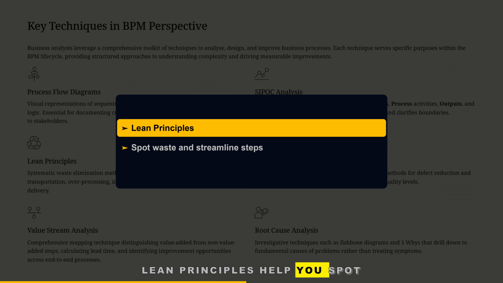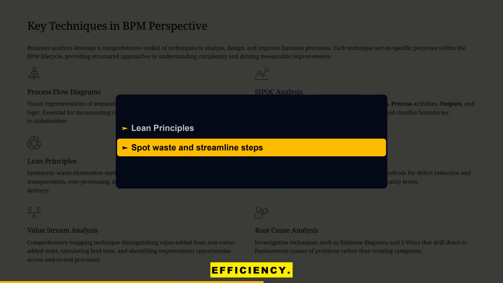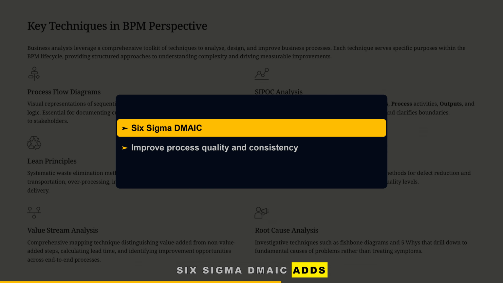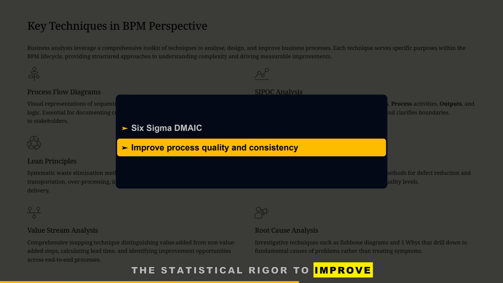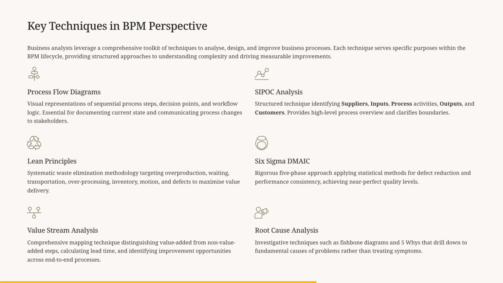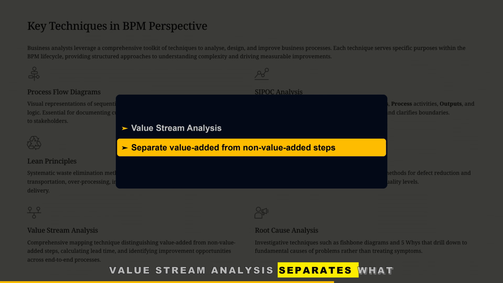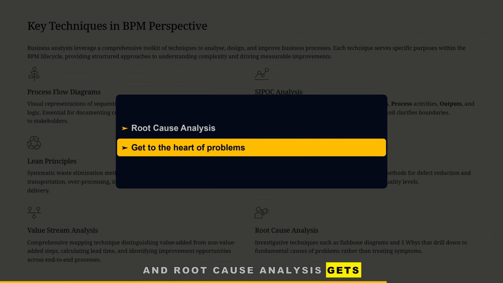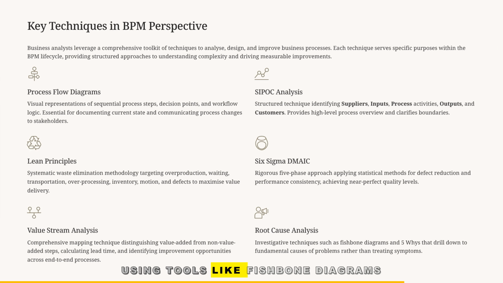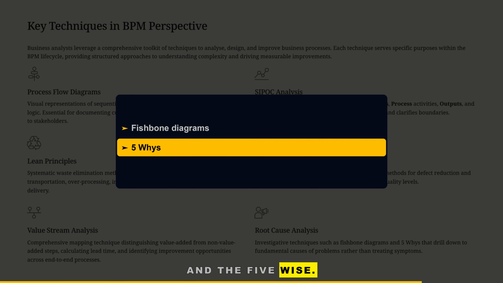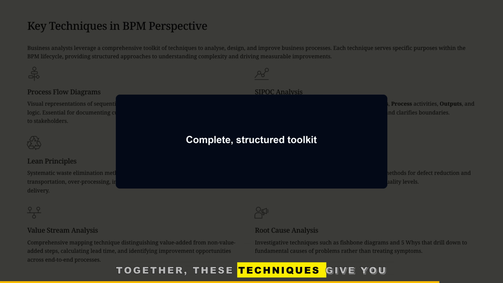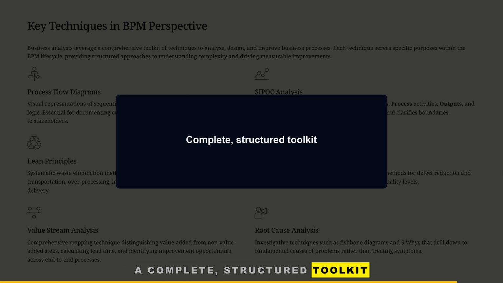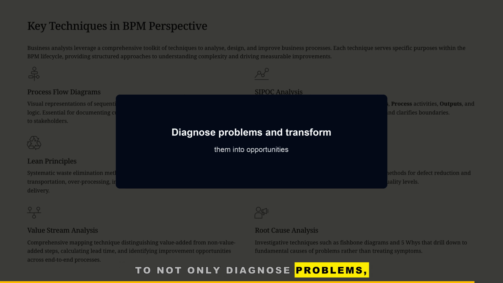Lean principles help you spot waste and streamline steps for efficiency. Six Sigma DMAIC adds the statistical rigor to improve process quality and consistency. Value stream analysis separates what truly adds value from what doesn't, guiding your improvement priorities. And root cause analysis gets to the heart of problems, using tools like fishbone diagrams and the 5 whys. Together, these techniques give you a complete, structured toolkit to not only diagnose problems, but transform them into opportunities.